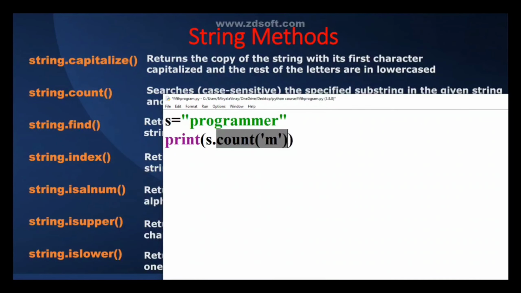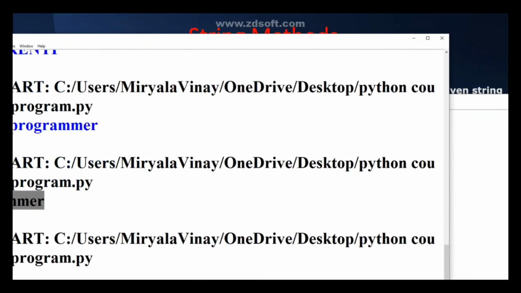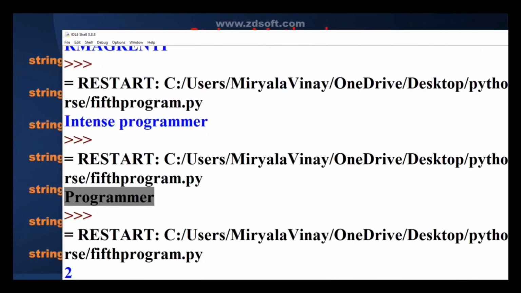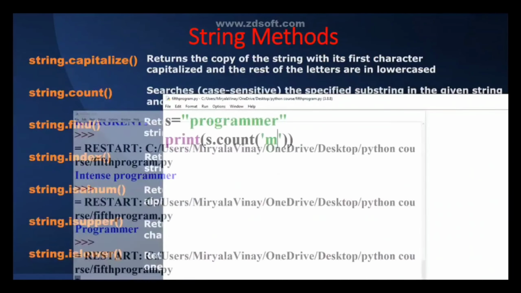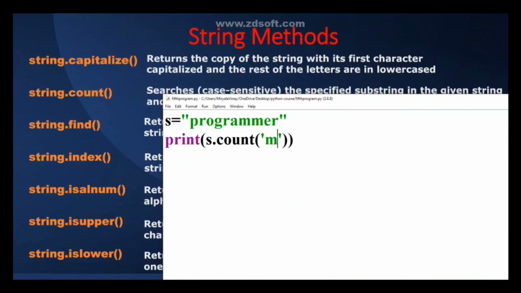I am simply calling s dot count function, and in that count function I am passing the value small m. You must use single quotes or double quotes around it. When I run this, it will return the count of this string in the main string. The output has been displayed as 2. Why is it displaying 2? You can see in the string the m has appeared 2 times. That is why it displays 2 as the output.